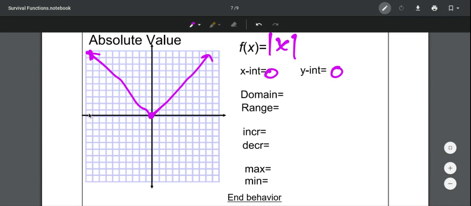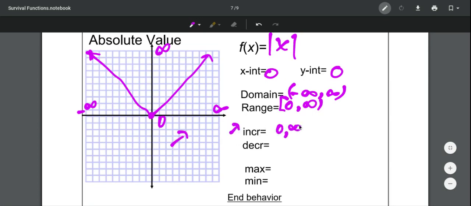The domain is negative infinity to infinity. And the range is from 0 to infinity. And we include 0 because we can take the absolute value of 0. It's increasing. Remember, that's this on this side. So from 0 to infinity. And it's decreasing over here on this side. And so we say that's from negative infinity to 0. Remember, put them in order. Has to be in number line order. It doesn't have a max, but it does have a min at 0, 0.